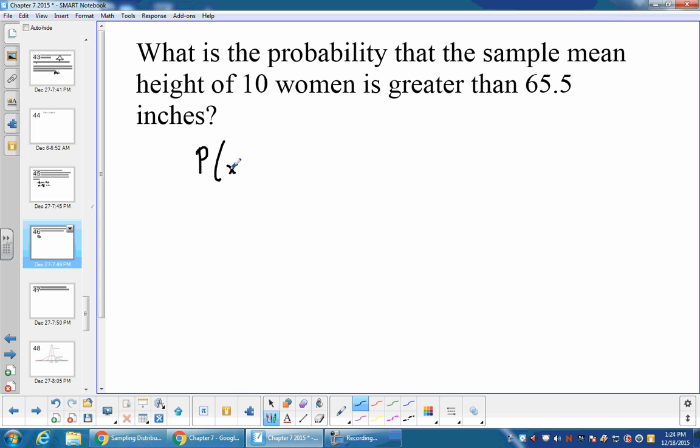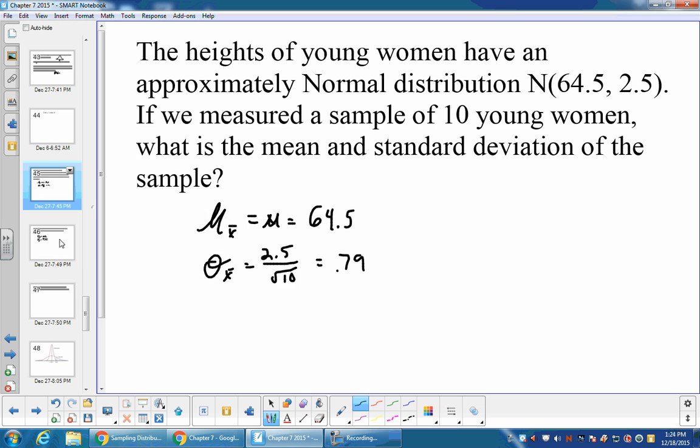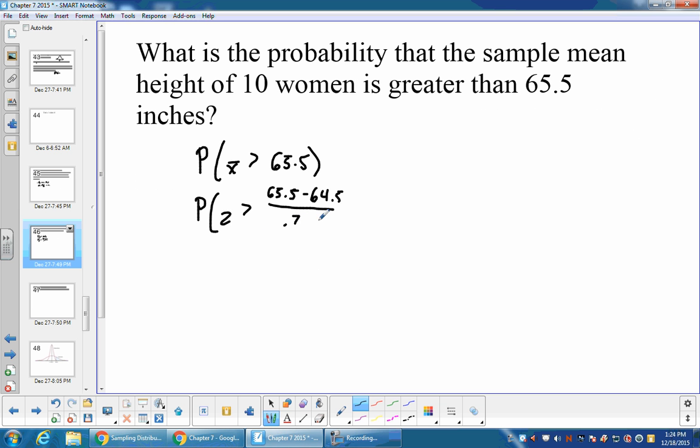So that's the probability that our mean, which is our X bar, is greater than 65.5. Now since this is normal, we can take our z-score of 65.5, subtract our mean, 64.5, over our standard deviation, which was 0.79. So that's the probability that our z-score is greater than 1 over 0.79. So that's 1.27.